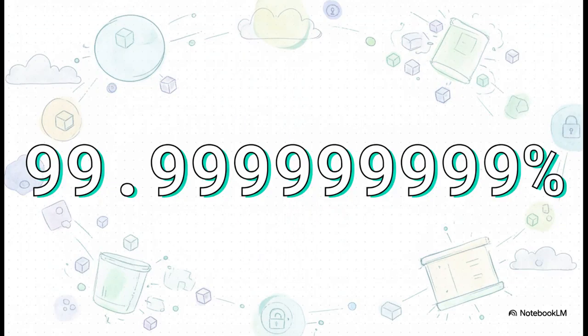And if you're not convinced yet, check this out. This is the showstopper number. GCS is designed for 99.9999999% annual durability. That is 11 nines of reliability. To put that in perspective, if you stored, say, 10 million files with them, you could expect to lose maybe one of those files every 10,000 years. It's a level of reliability that's hard to even wrap your head around.